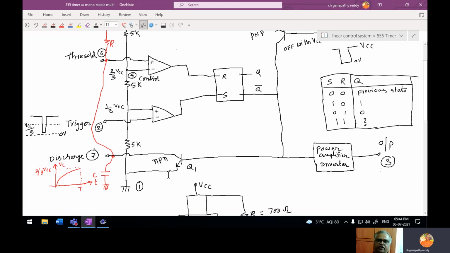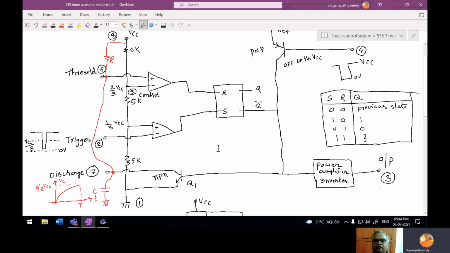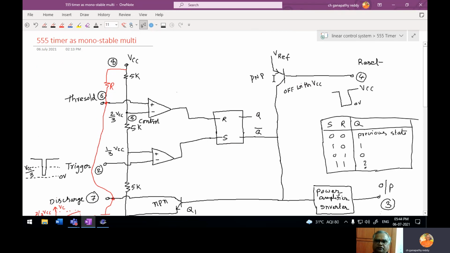Then we have an NPN transistor. For an NPN transistor, if base is positive, the transistor will be on. If base is 0 or negative, the transistor will be off. Whereas a PNP transistor is the reverse. If base is positive, the transistor will be off. A PNP transistor is off when VCC, high voltage, is applied to base. If 0 is connected, a lower value, then the transistor will be on. So it is the reverse of the NPN transistor.